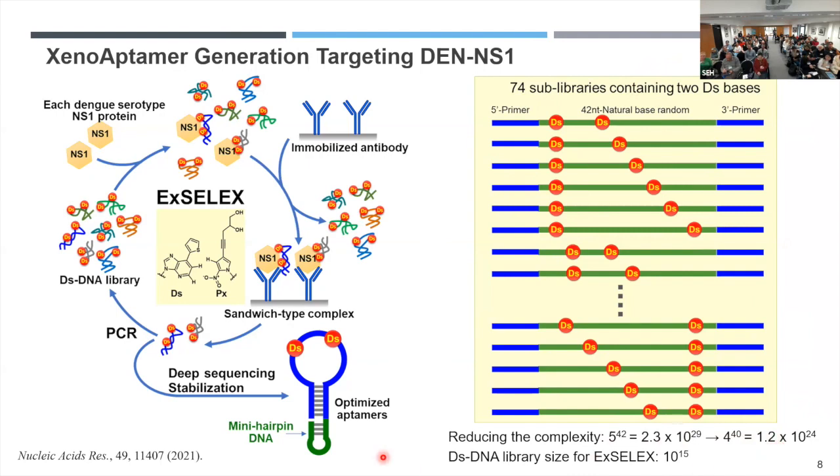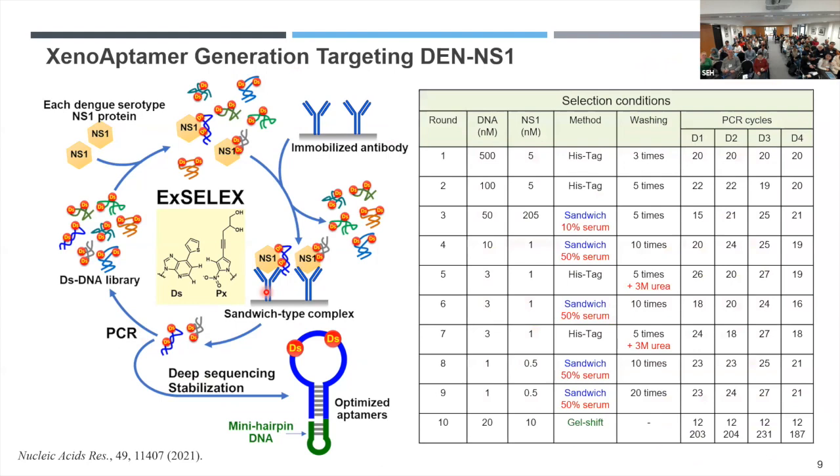Then we performed the selection. This is a usual method. We performed 10 rounds of selection at that time, but now only 5 or 6 rounds, after we improved the method. And the most important part is that we use a sandwich method to capture the aptamer and NS1 complex.